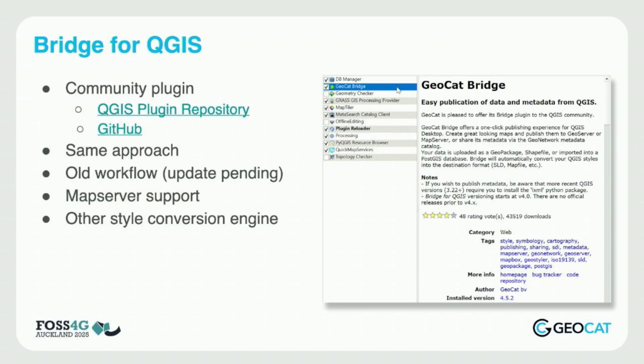The bridge for QGIS, we take very much the same approach. It's in the QGIS plugin repo, so you can install it. Code is on GitHub. We have an old workflow that we are upgrading to have a very similar experience as in ArcGIS Pro. There's map server support, as I said, and there's another style conversion engine that we'll touch up later.